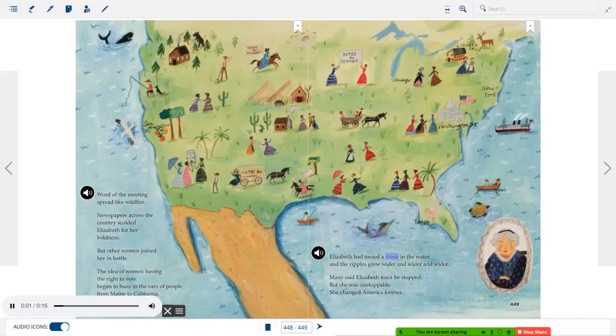Elizabeth had tossed a stone in the water, and the ripples grew wider and wider and wider. Many said Elizabeth must be stopped, but she was unstoppable. She changed America forever.